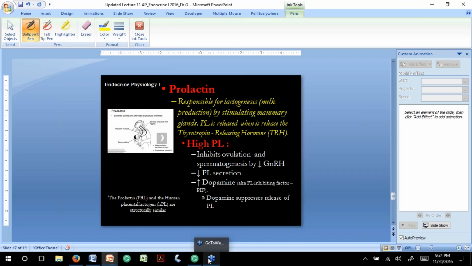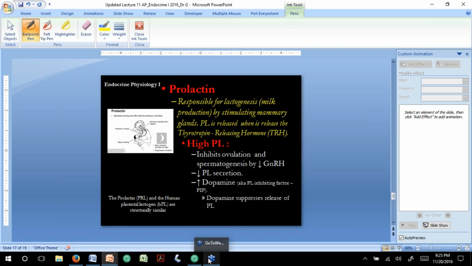Okay, so here, prolactin. Prolactin is secreted by the anterior pituitary gland. You probably already know that when somebody is producing milk, that is like a contraceptive method, right? Because women cannot get pregnant, or I would say 80% of women do not get pregnant during the lactating stage or period.